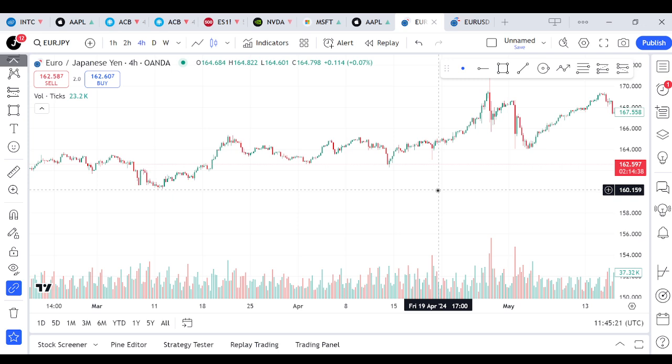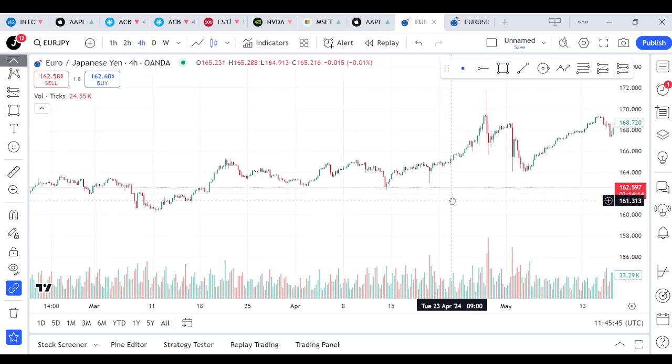Lastly, global risk sentiment significantly affects this pair. During times of economic uncertainty or geopolitical tensions, investors often flock to the yen as a safe haven currency, causing the EURJPY to fall. Conversely, when risk appetite is high, the euro often gains against the yen.